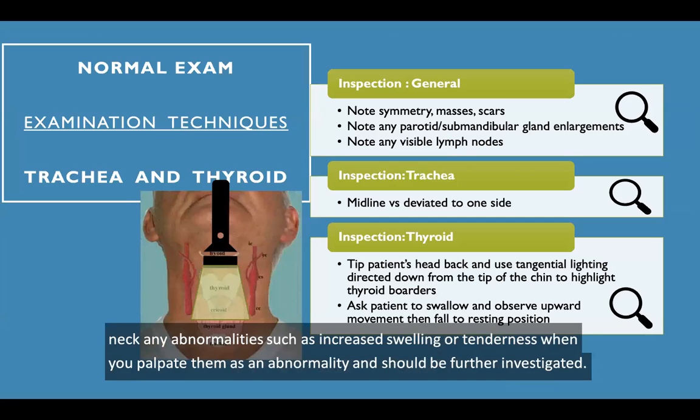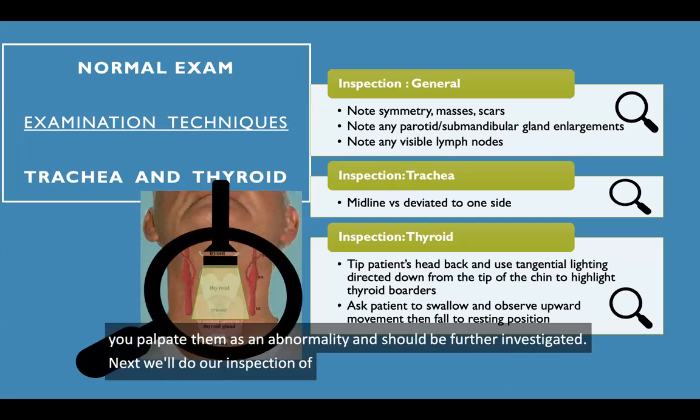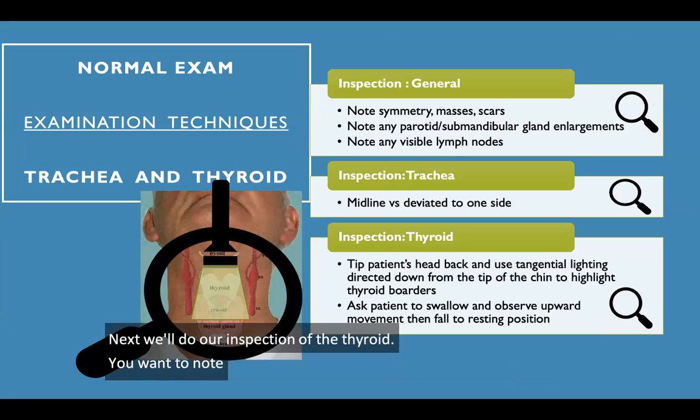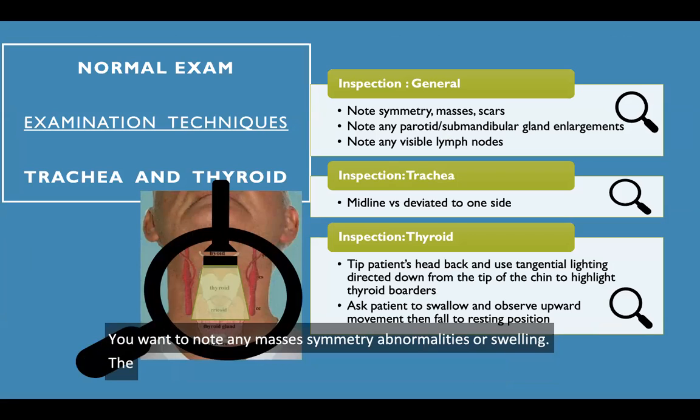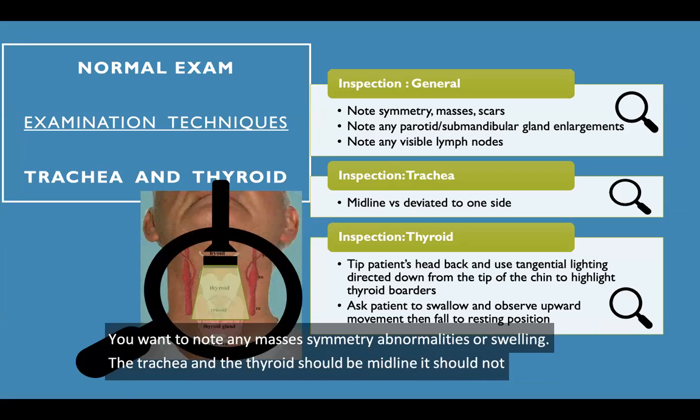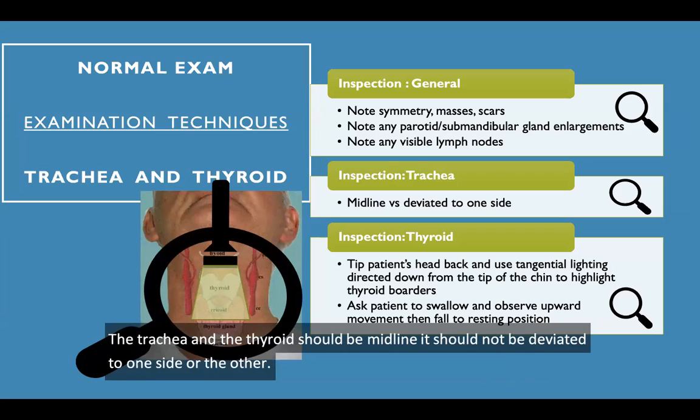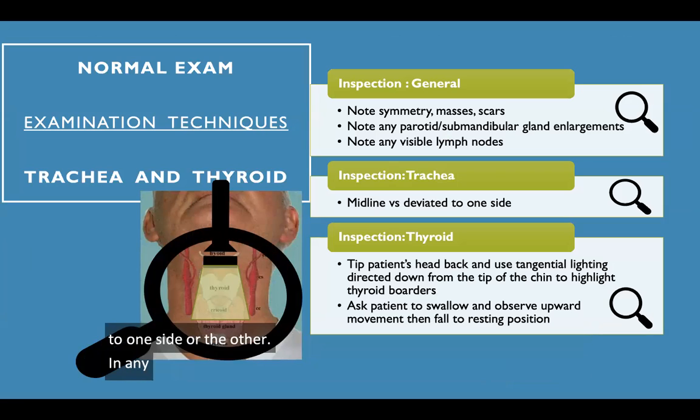Next, we'll do our inspection of the thyroid. You want to note any masses, symmetry, abnormalities, or swelling. The trachea and the thyroid should be midline. It should not be deviated to one side or the other. And any deviation needs further investigation.